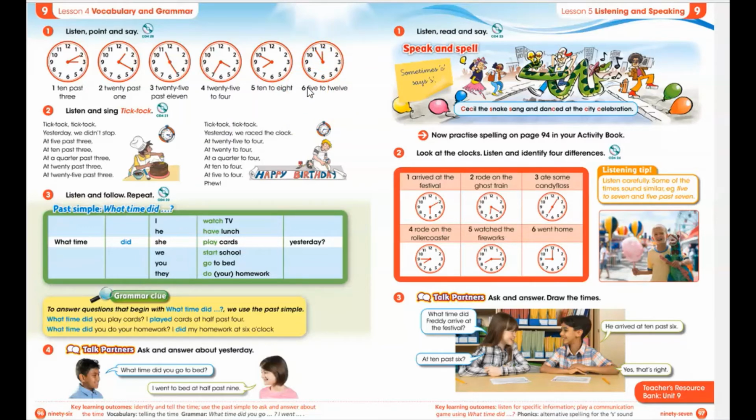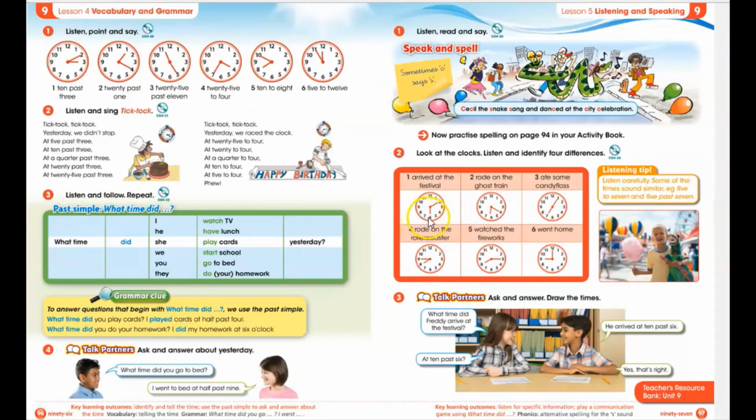Wonderful job. Okay, come over here and let's have a look at number 2 on page 97. We're going to look at the clocks, listen, and identify 4 differences. Okay, so we need to see which ones are wrong when we listen. First, let's have a look at what these clocks say.